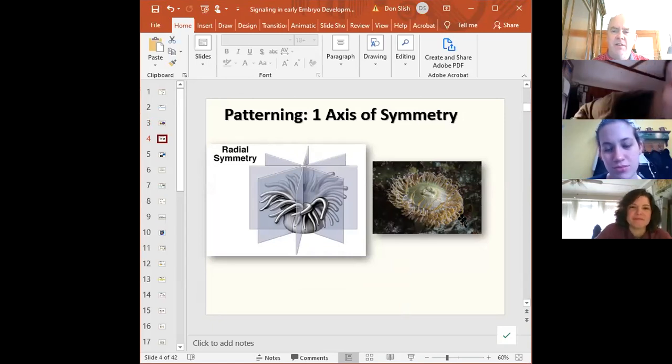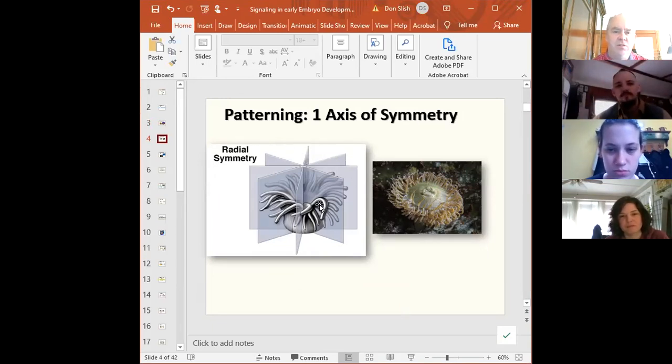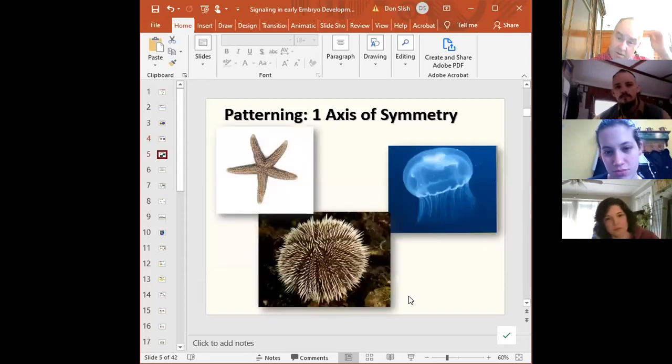So you've got a kind of a circular thing. You've got one axis, which is top and bottom, okay? And then other than that, it's radially symmetric. As you go around, it's all the same all the way around. So that's one axis of symmetry. And then here's some more examples of one axis of symmetry.